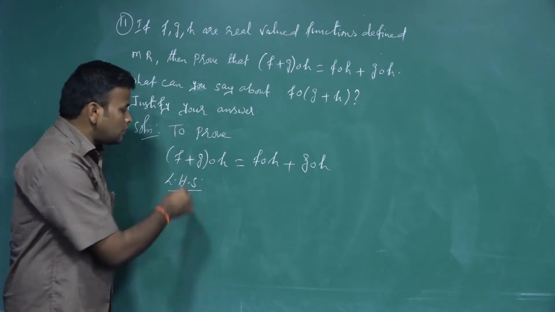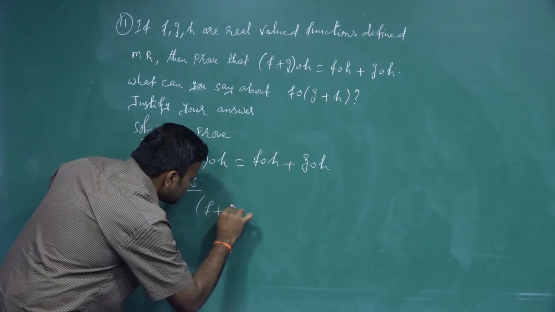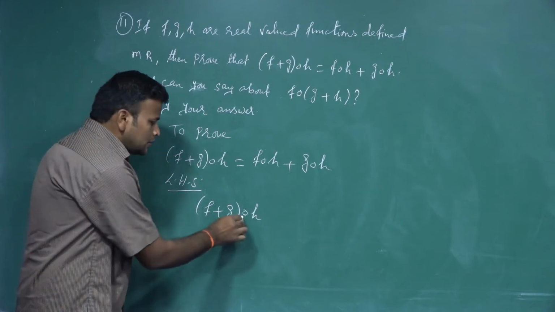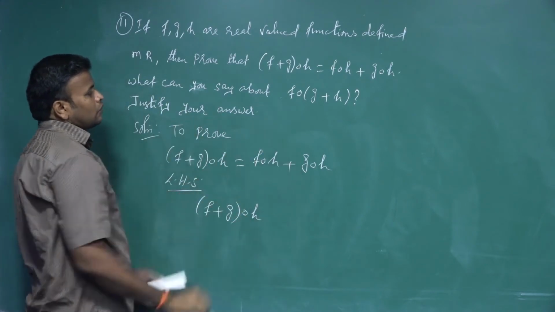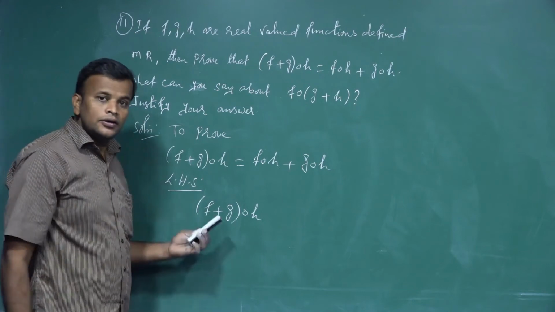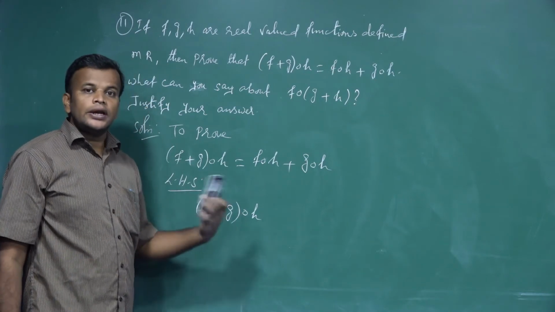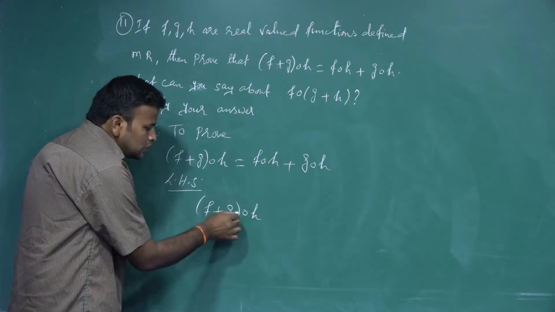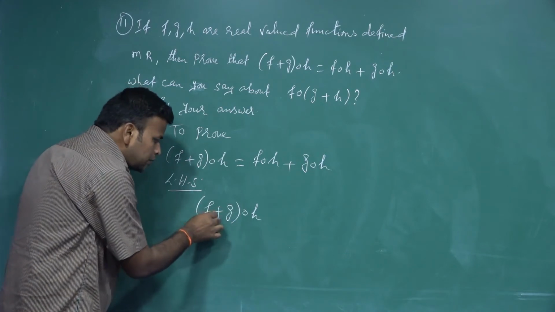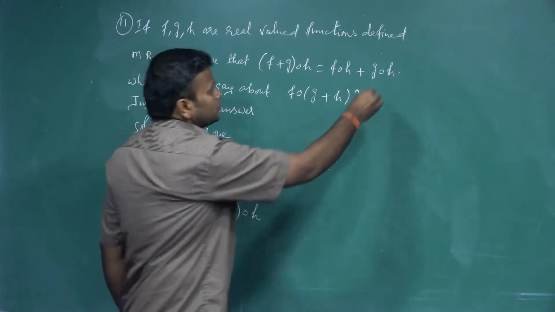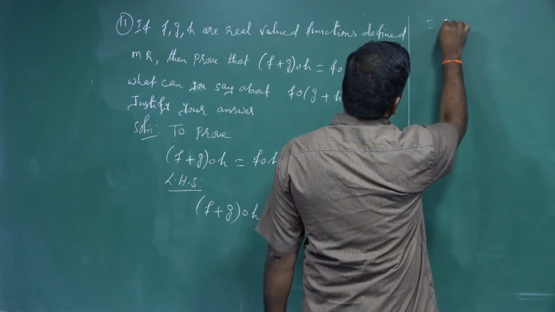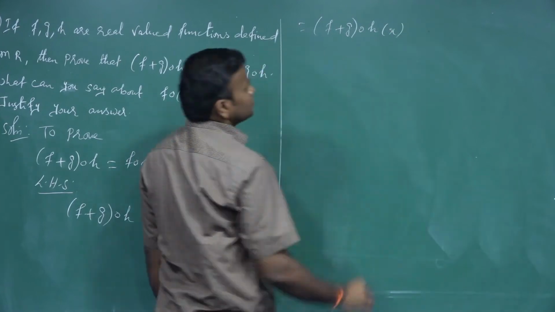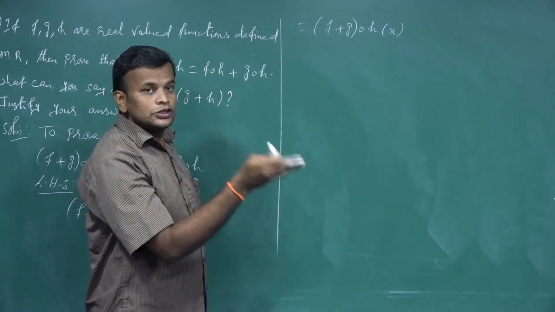Left hand side. What is the left hand side value? (f + g) ∘ h. We will take it as a real valued function on R. So the variable may be x, y like this, but generally we will take the variable as x. So I write (f + g) ∘ h as ((f + g) ∘ h)(x).